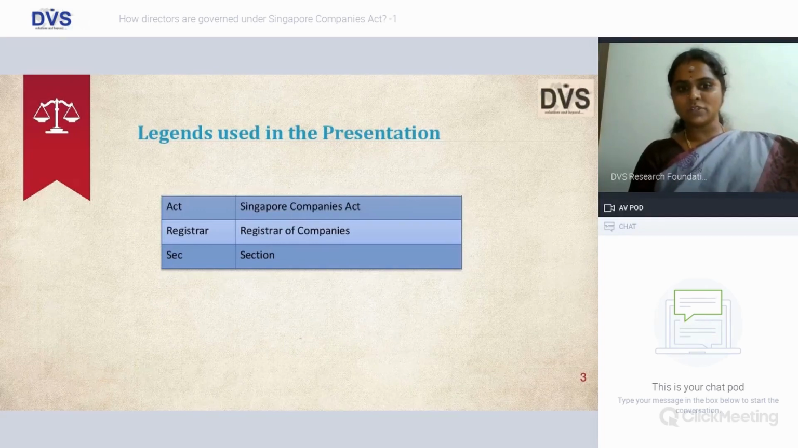These are the legends used in today's presentation. Act refers to the Singapore Companies Act. Registrar is the Registrar of Companies.